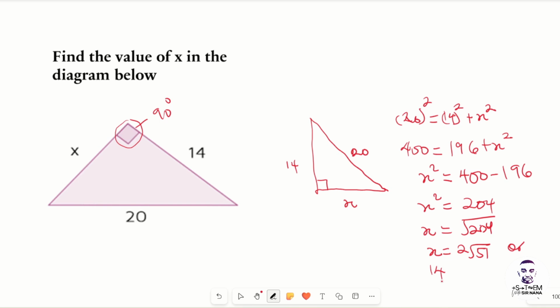So we can say that it is 14.28. Always leave your answer in 2 decimal places. So it means that the value of x is 14.28. Remember that this one also doesn't have any units attached, so you leave the answer as 14.28.